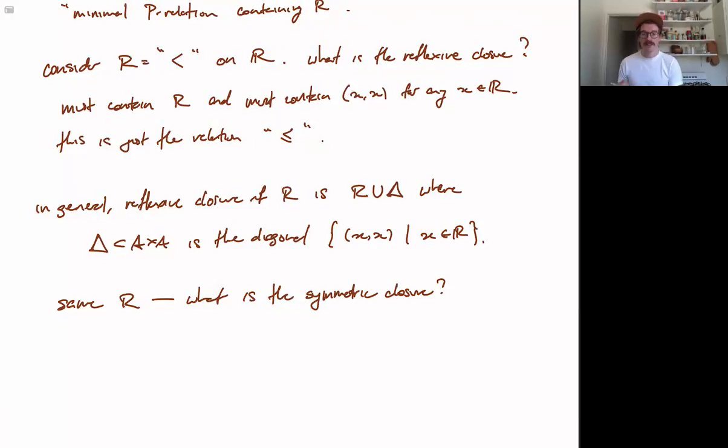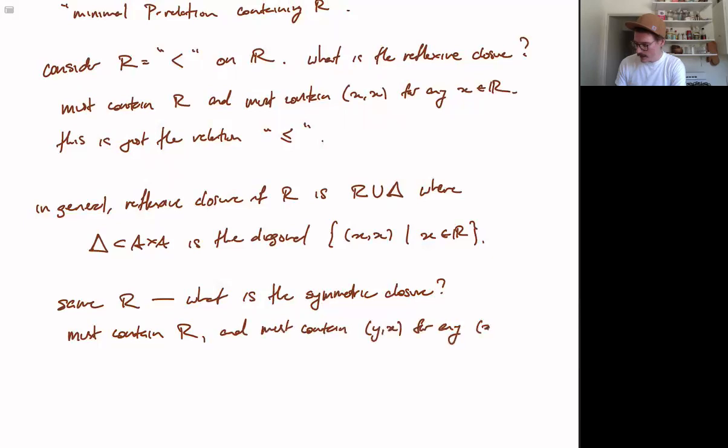Well, we can use similar reasoning just by saying that it must contain R, first of all, if it's a closure of R. And furthermore, it must contain the symmetric swap of any element of R. And must contain y comma x for any x comma y in R.